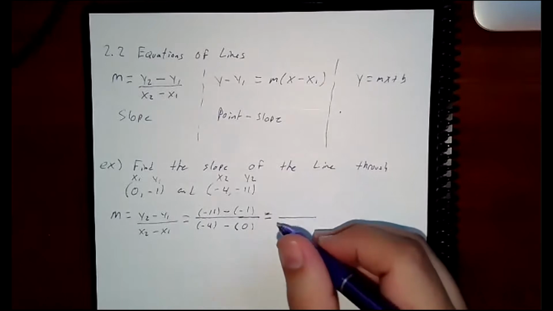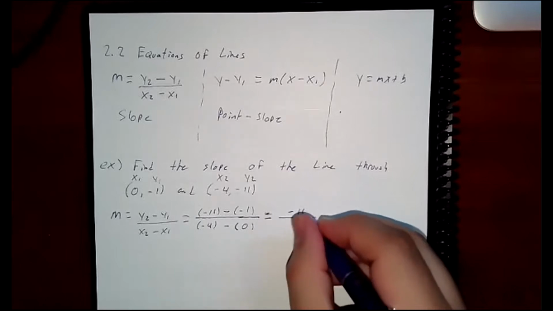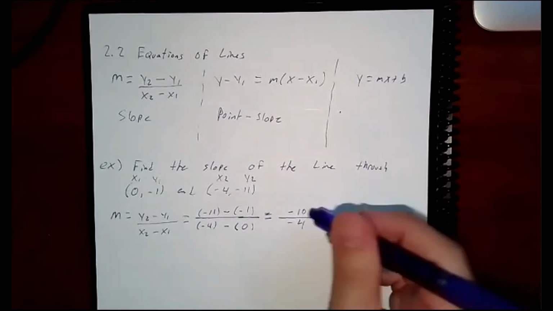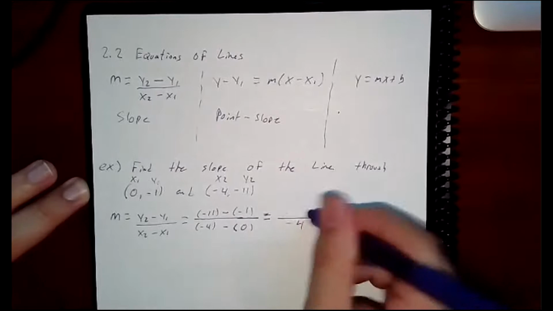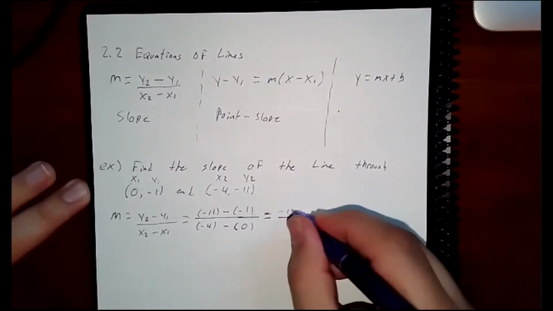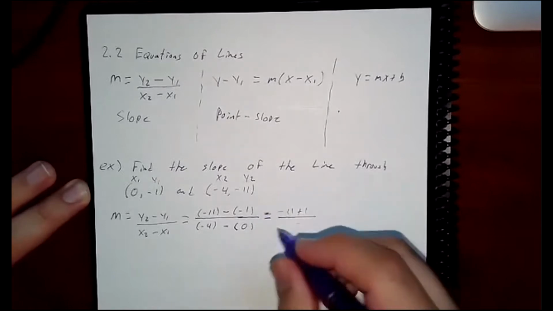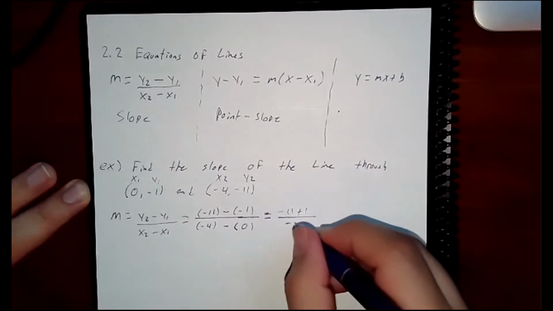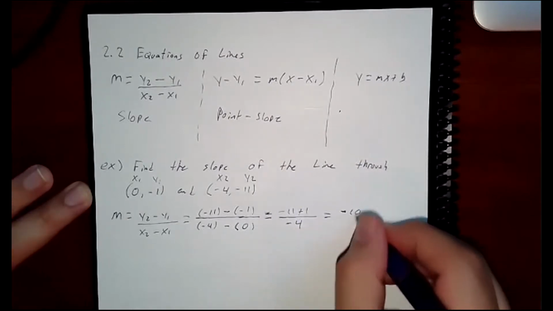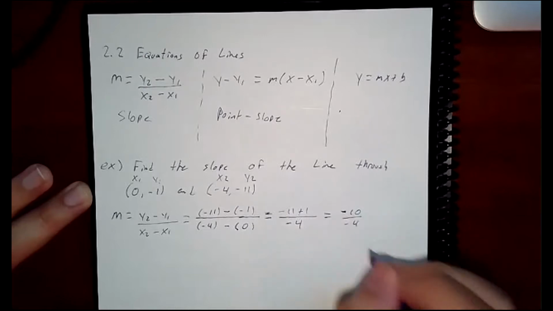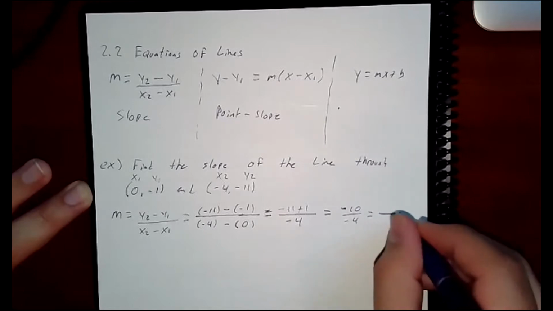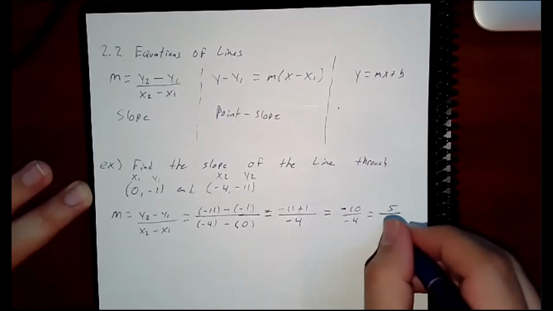So -11 plus 1, over -4. Let me show what worked there. That'd be -11 minus -1, which is +1. And the 0 doesn't do anything, so that's done. -11 plus 1 is -10. Negative over negative is equal to a positive 5 over 2.